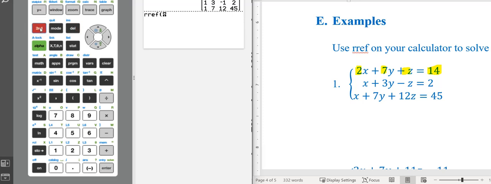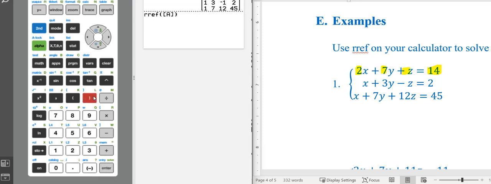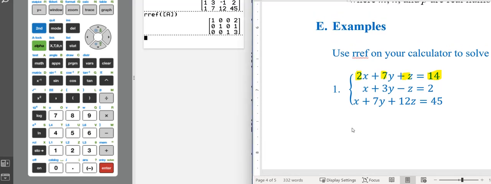RREF on second matrix A. You can close the parentheses if you want to, and hit enter. That's in row reduced echelon form, so my answer is x equals 2, y equals 1, z equals 3. If you wanted to do the ordered triple 2, 1, 3, that's fine too.